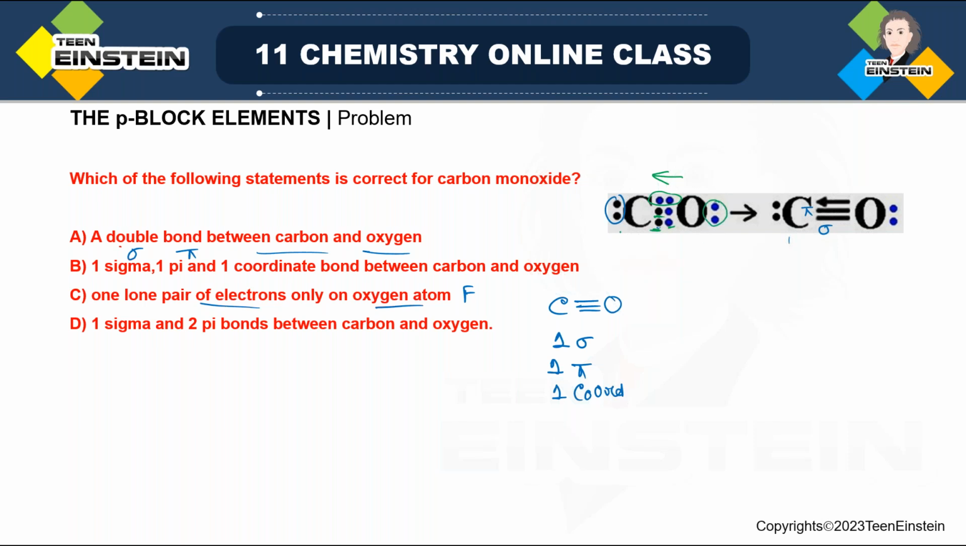And these two electrons are not used for bond formation. So carbon also has 2 electrons remaining as a pair, which is a lone pair. So a lone pair is present on both. So the first statement, a double bond between carbon and oxygen, is not correct; it is not a double bond, there are actually a total of 3 bonds. So this is also not correct. This B option is correct. The third one is not correct: one lone pair of electrons only on oxygen, but it is not only on oxygen, on carbon also there is one. And the last one, 1 sigma 2 pi, is also not correct. Okay, so only the second statement is correct.